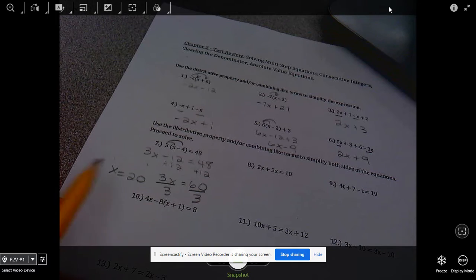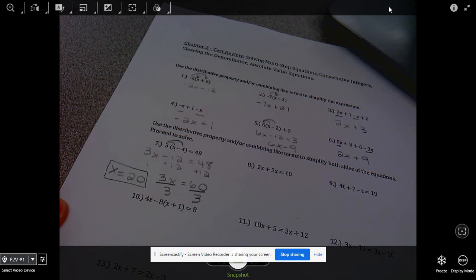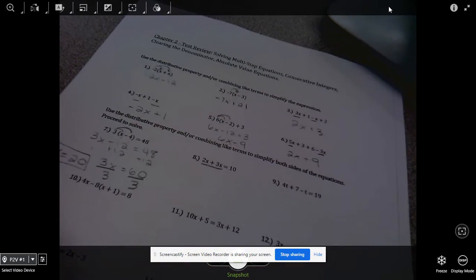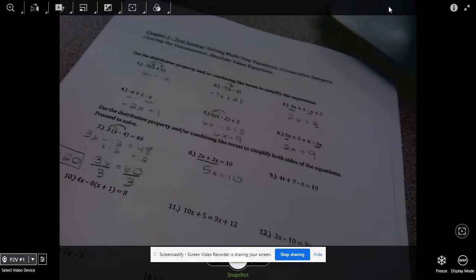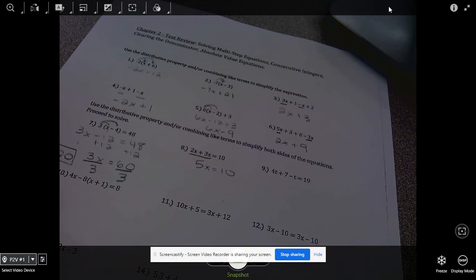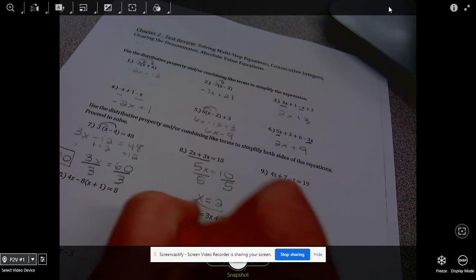The beauty of math is that you can check your work. You could substitute 20 back in. 20 minus 4 is 16. 16 times 3 is 48. It works. You don't have to, but you can always check your work. 2x and 3x creates a 5x. We have to simplify before we solve. Now complete the inverse of multiplication, which is division, and x equals 2.